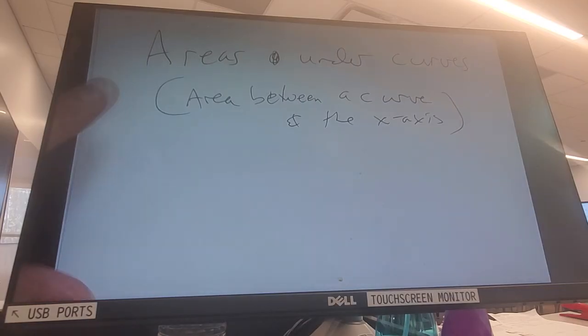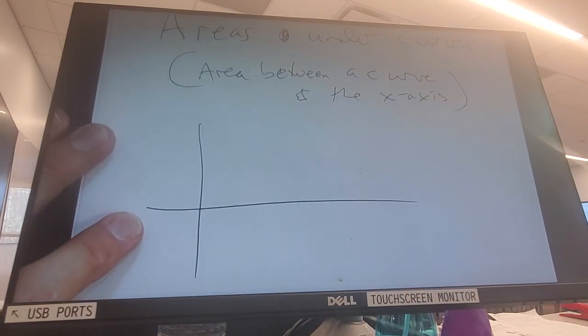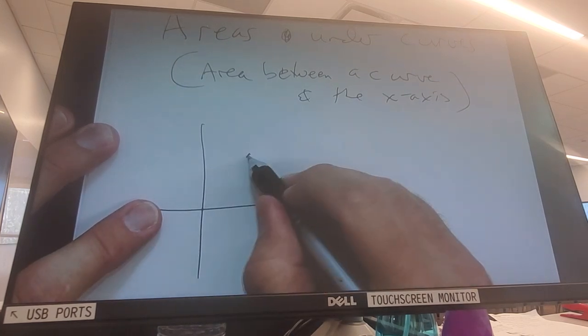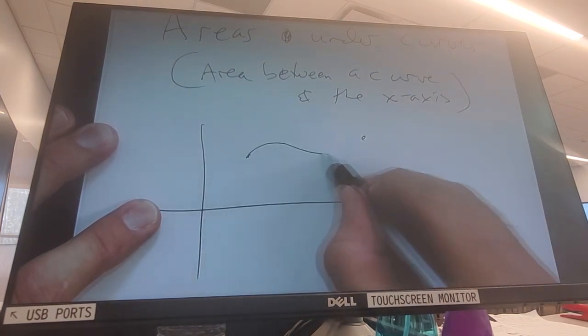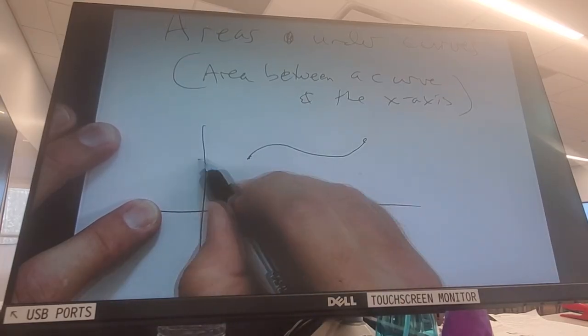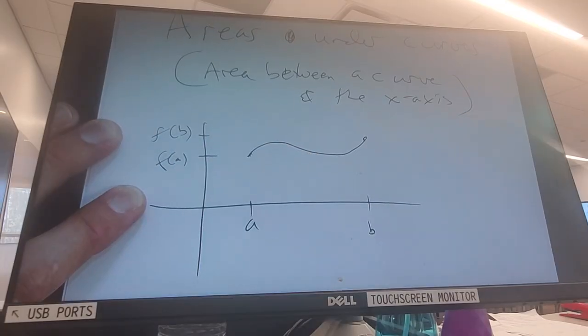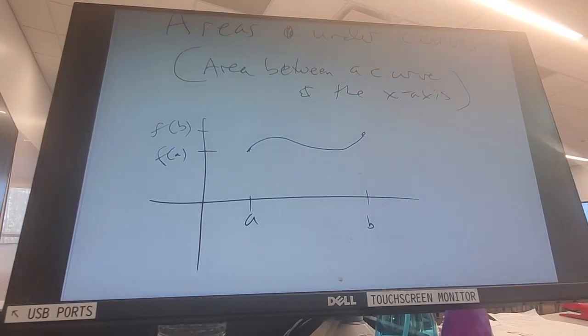So if I draw a picture that I remember my teacher drawing the same damn picture every day, and you've seen this from me before. All right. So I have this function from A to B. It's got an f of A. It's got an f of B. And what I'm curious about is what is the area that it makes between it and the x-axis. Okay.